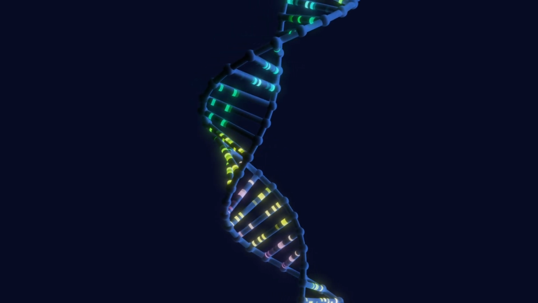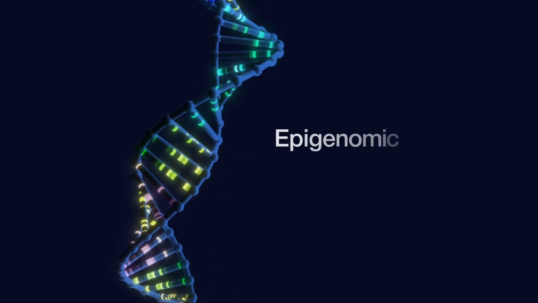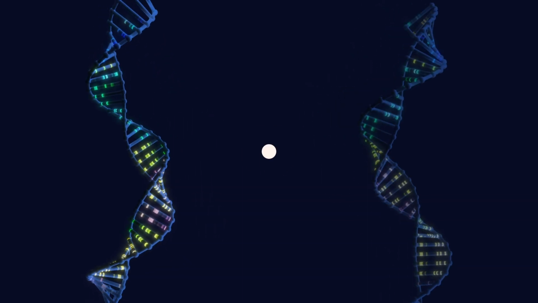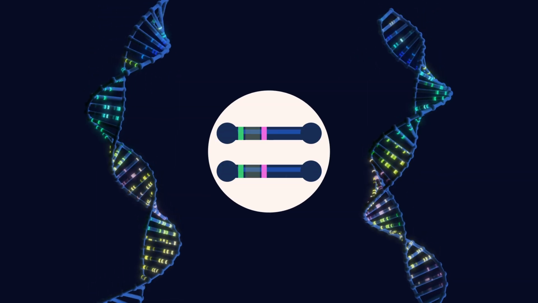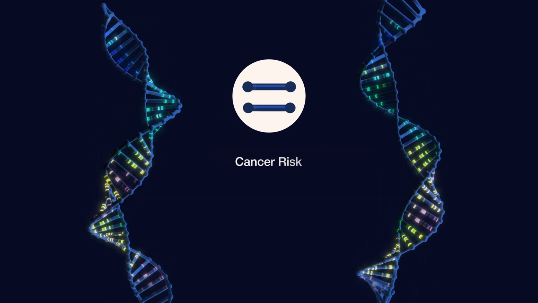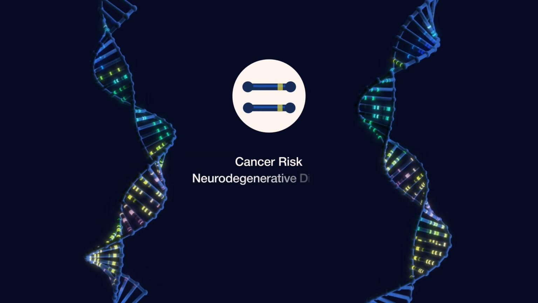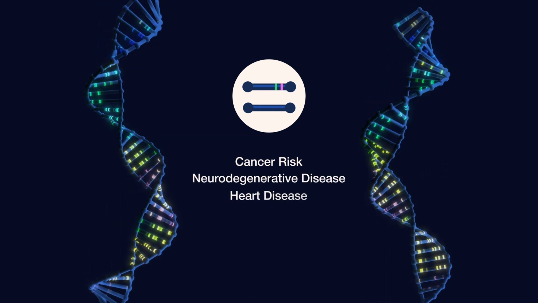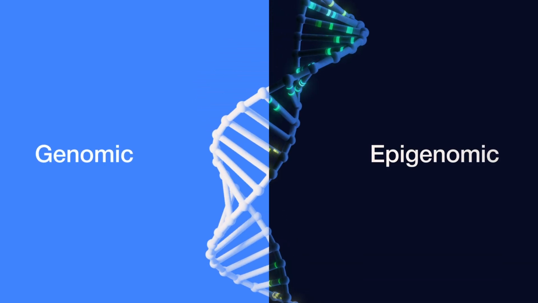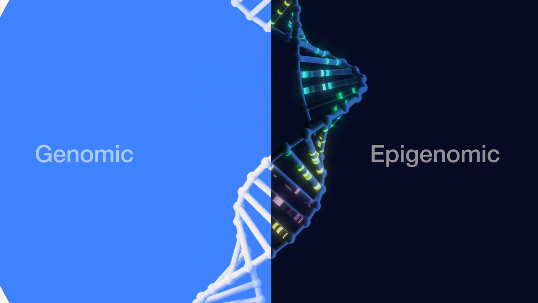Changes in these DNA tags can help find diseases in a process called epigenomic profiling. By comparing the tags in healthy and sick people, scientists can discover patterns that might help diagnose or predict diseases like cancer. They also can detect diseases like neurodegenerative disease or heart disease. Guardant uses both genomic and epigenomic profiling to check for signs of disease in cells.